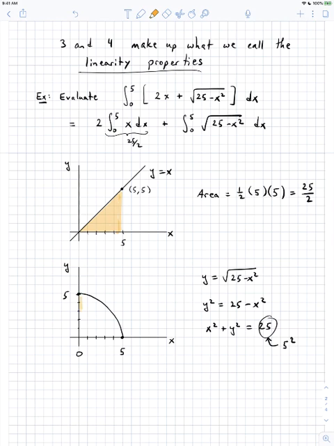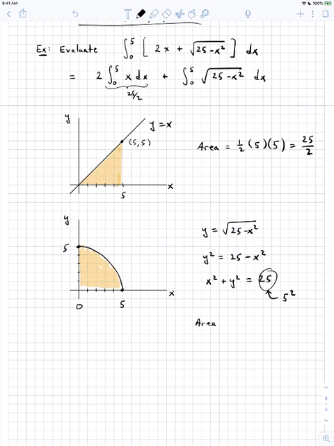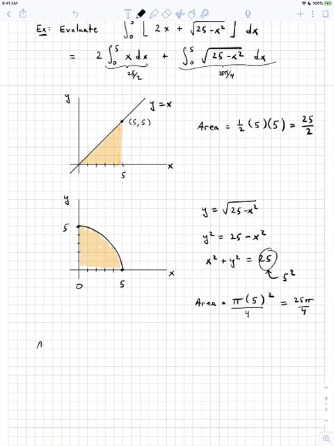Well, what is the area of this region? Well, we know how to find the area of a circle. We have a formula for that, which tells us that it's pi r squared. So in this case, the area is equal to pi times r, which is 5, squared. But of course, we're only looking at a fourth of the circle, so divide it by 4. So that gives us 25 pi over 4. And that is the second of these two integrals.